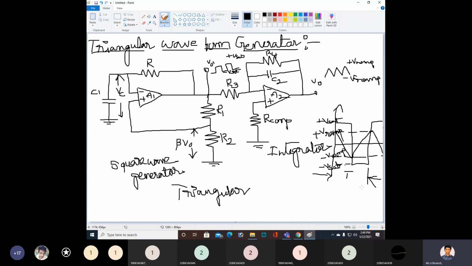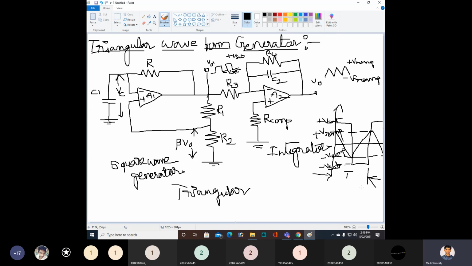Okay, you need to see that carefully. The explanation of this is, here we have two circuits combined: the square wave generator and the integrator. The square wave generator output is connected to the input of the integrator. So you need to see the circuit carefully.